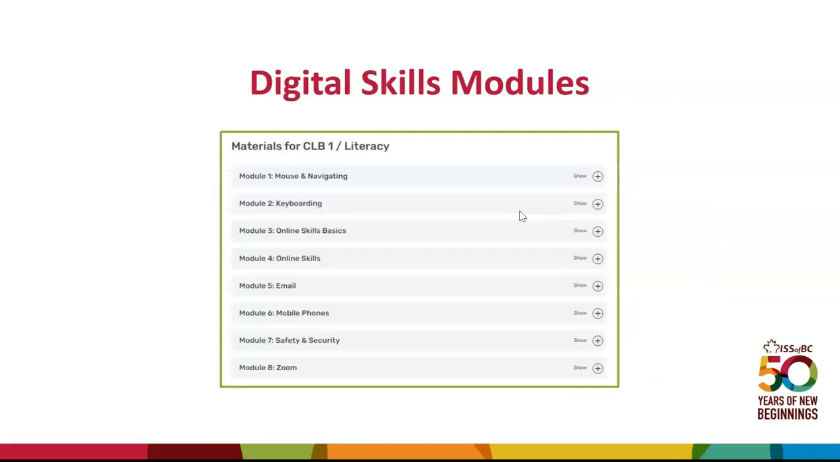The DLCR consists of 8 modules. You can see them here in the slide. Modules 1 to 8 cover a range of digital skills which are essential to building a foundation of digital literacy. Each module builds on the one before it. The modules start from the very basic mouse and navigating and move through keyboarding, online skills, to email.